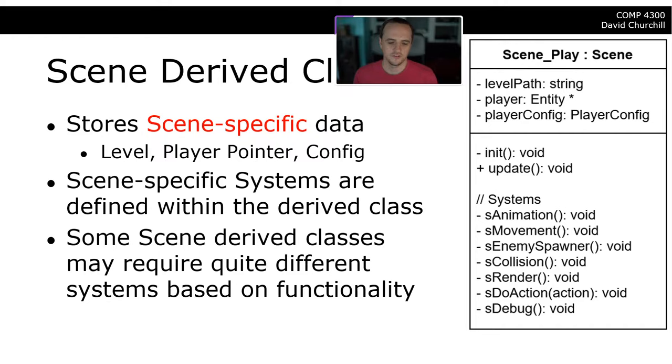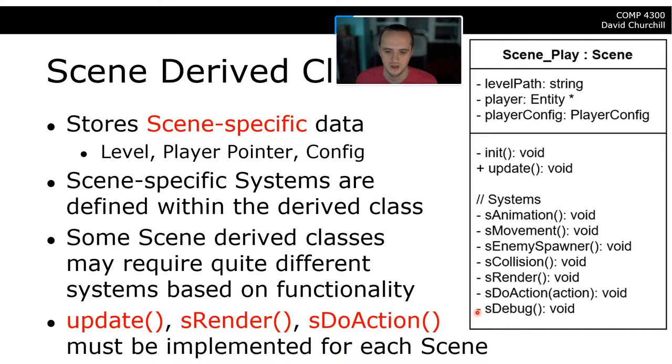Some scene-derived classes may require different systems based on the functionality. For example, in the scene play scene, we're going to need a bunch of different systems for assignment 3. We're going to need an animation system, a movement system. We actually don't have an enemy spawner system, I need to remove that. A collision system, a rendering system, a do action system, and possibly a debug system. And remember that because the base class scene is abstract, and it has these three functions as abstract, the update function, the render function, and the do action function must be implemented for each derived class. Everything else is optional.